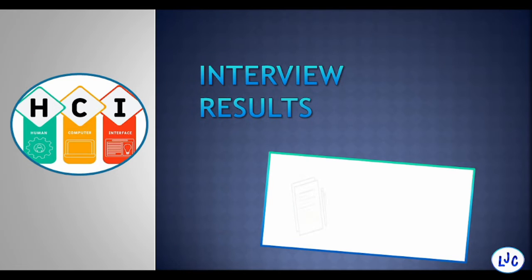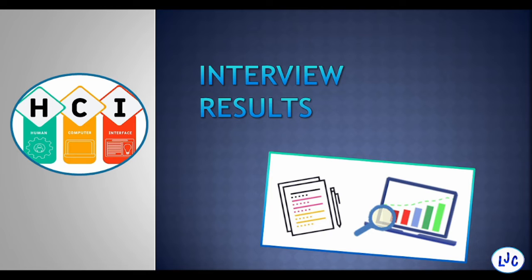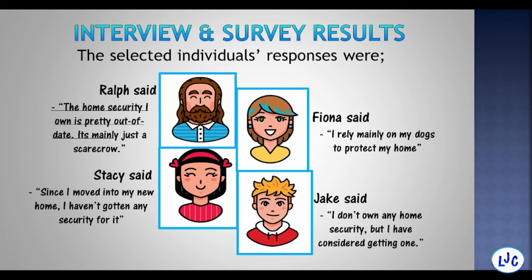The responses from the interviewed individuals lacked the expected variety, but rather showed similarities in their situations, which was useful in its own way. Ralph mentioned that he has owned security devices in the past, but they were at the point of expiration. He has yet to replace them and instead is using them as a scarecrow. Fiona stated that her main protection around the house are her pet dogs. She's never considered getting additional security. Stacy said that because she recently moved in, she hasn't gotten any security. Jake admitted that while he doesn't own any security, he has made attempts at getting something affordable.